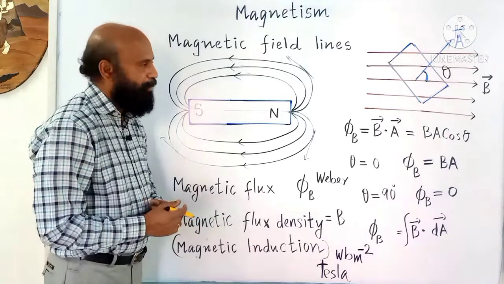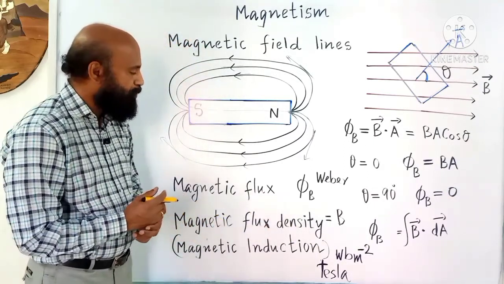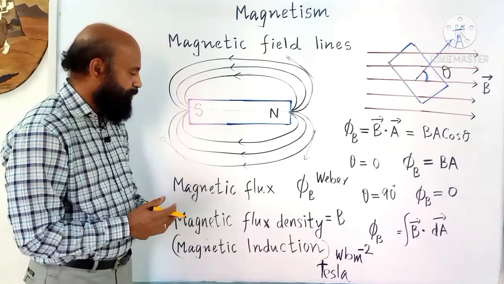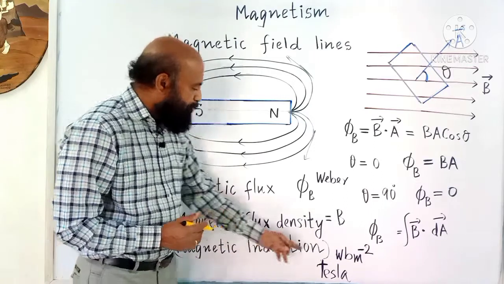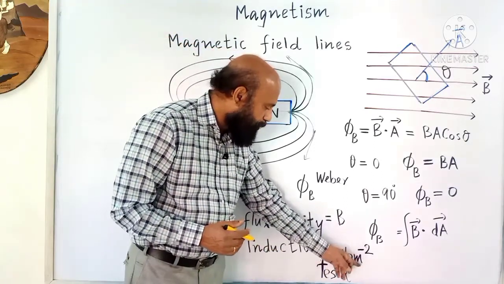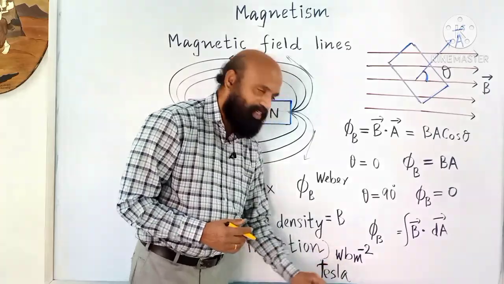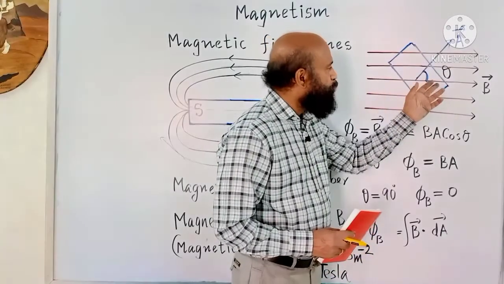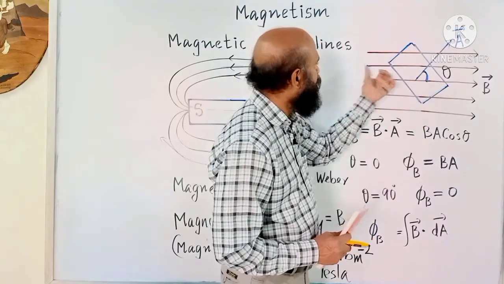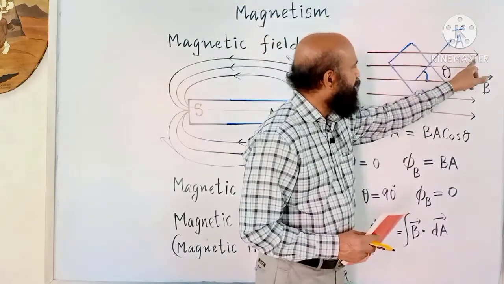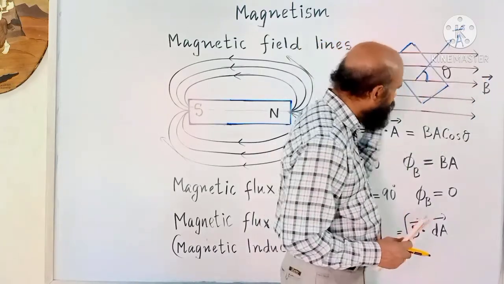Magnetic flux density is the number of lines passing through a unit area. It is measured in Weber per meter square. Weber per meter square is known as Tesla. Here there is a uniform magnetic field represented by these parallel lines, and as shown by this arrow, the direction is along this.